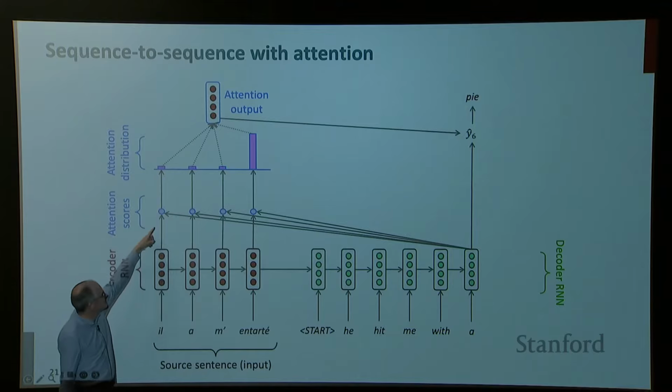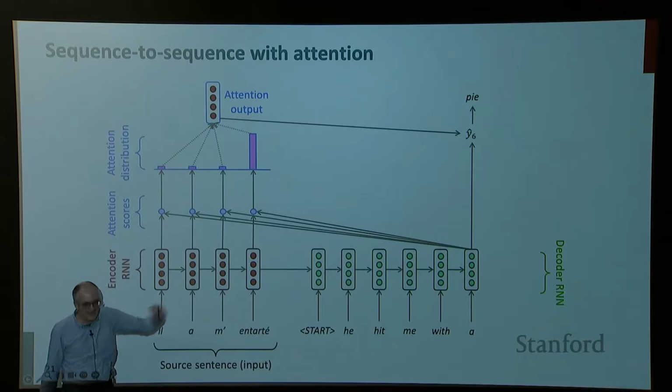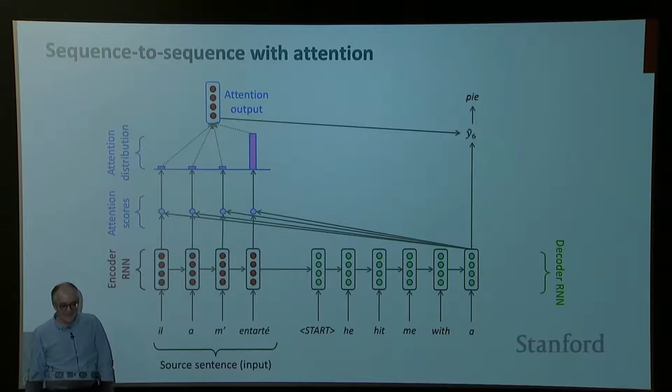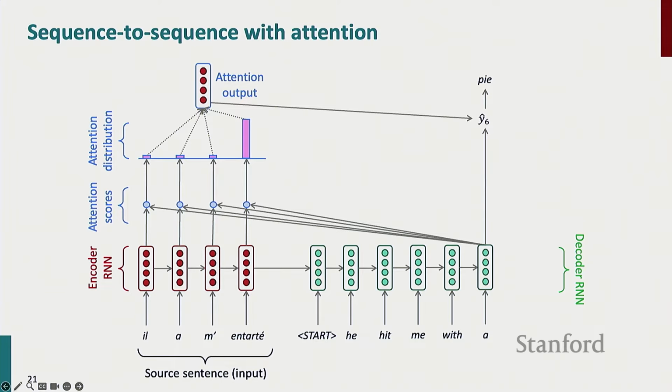So the attention score at a position is going to be a function of the hidden state of the encoder at that position and the current hidden state of the decoder. And I'll explain exactly how in a moment. Any other questions? Okay.